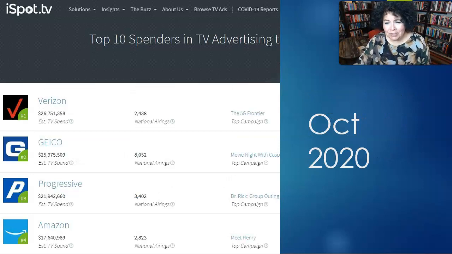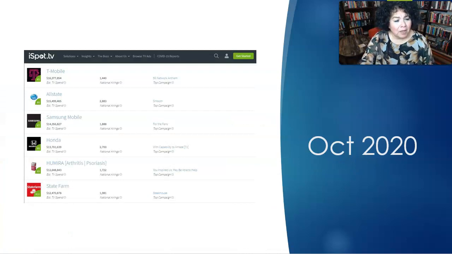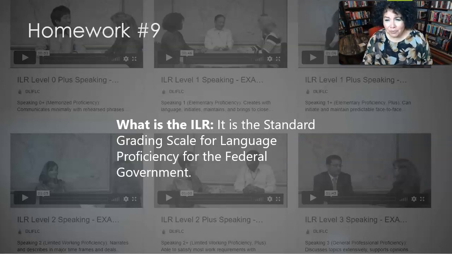So I used some of the ads from the last presidential election so that you could have an idea of the top spenders. Pretty much the cycle repeats itself. We already talked about the purchasing power of Latinos and how important it is, being the top purchasing power in the nation. So what are some of the agencies that go after this money? There are some commercials there for you to view. There's no submission required. All you need to do is have an idea of what type of spending we are talking about. And then for homework 9, you're going to do an assessment.